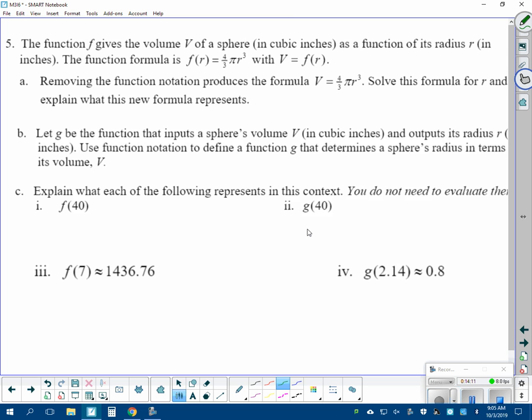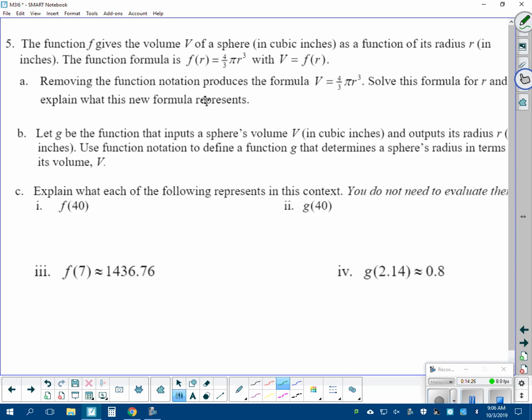Gotcha. It's on your paper, you know. Just wondering, because sometimes kids in calculus don't know things. All right, anyway, yeah, you would be given that.